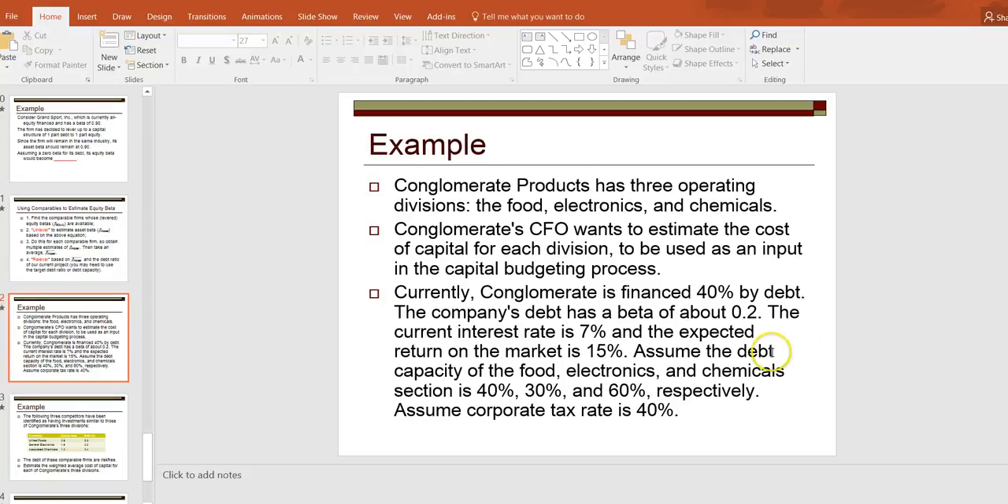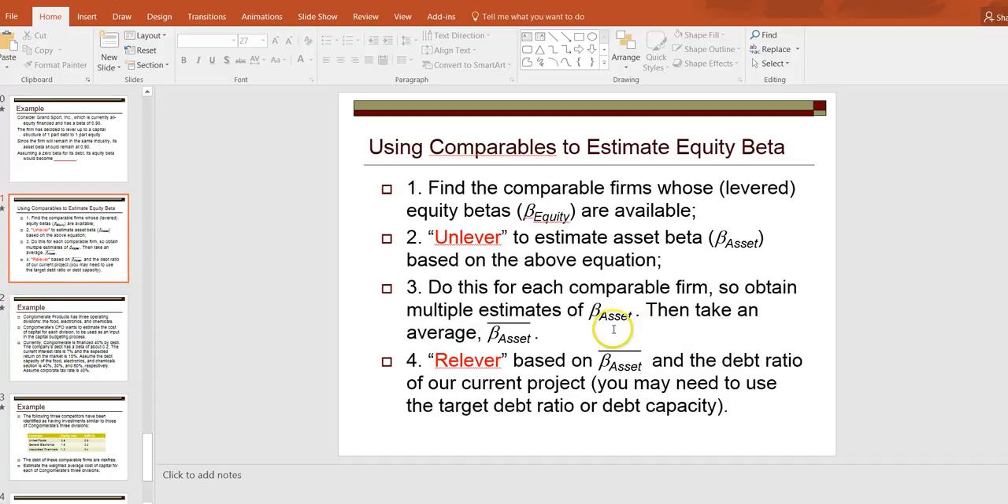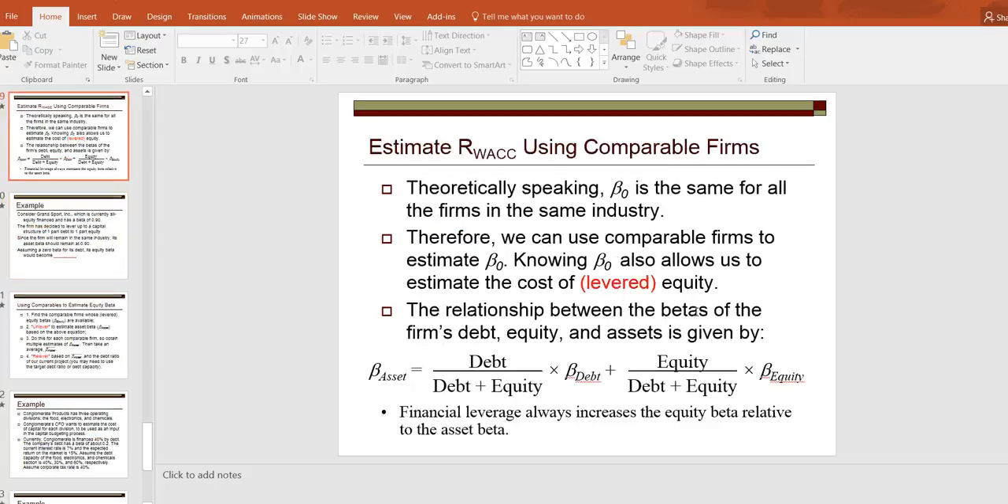And in class we talked about how we can follow the 4 steps in order to do that. The first step is to find the comparable firms. And for the case, you do have to do that work. The second step is to unlever to estimate the asset beta, based on the above equation. So that's the equation here.